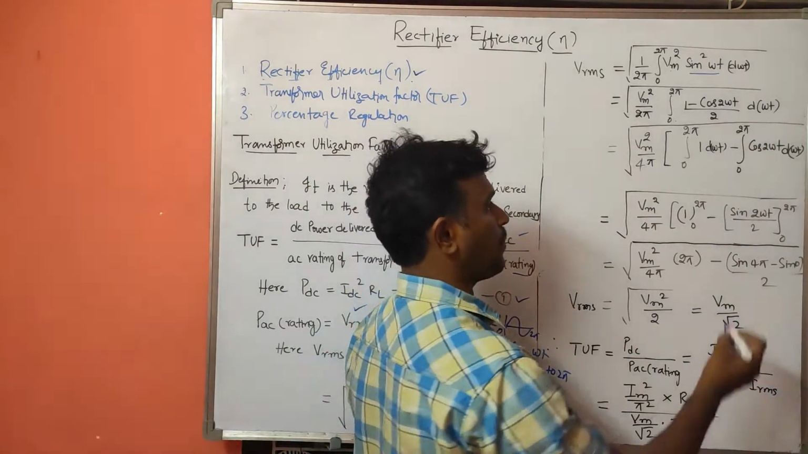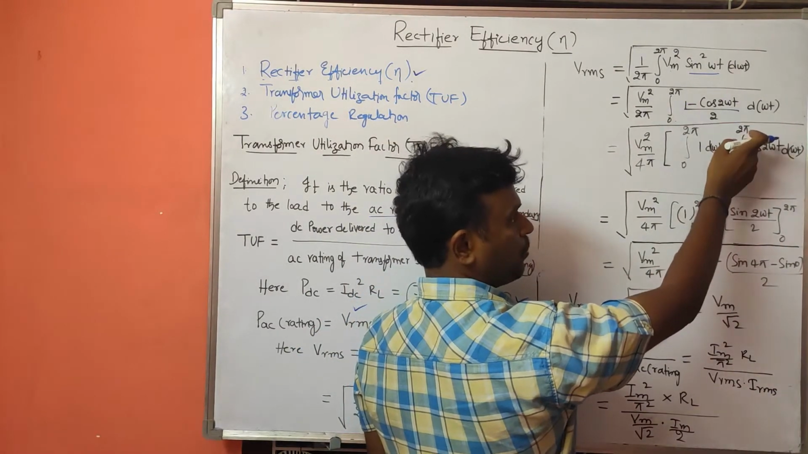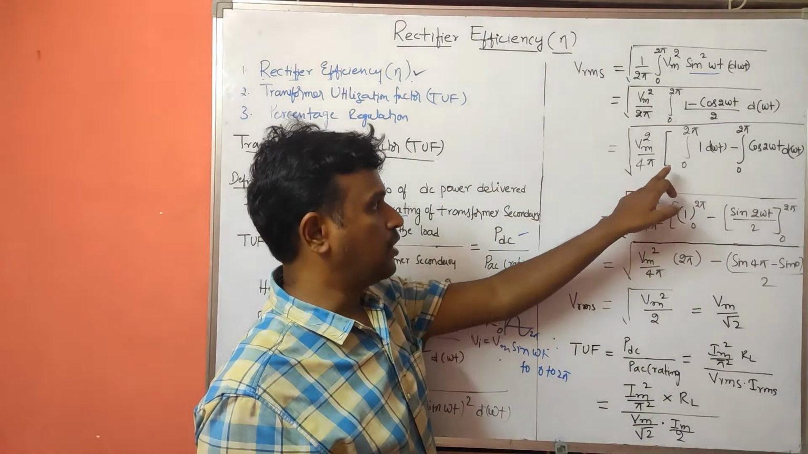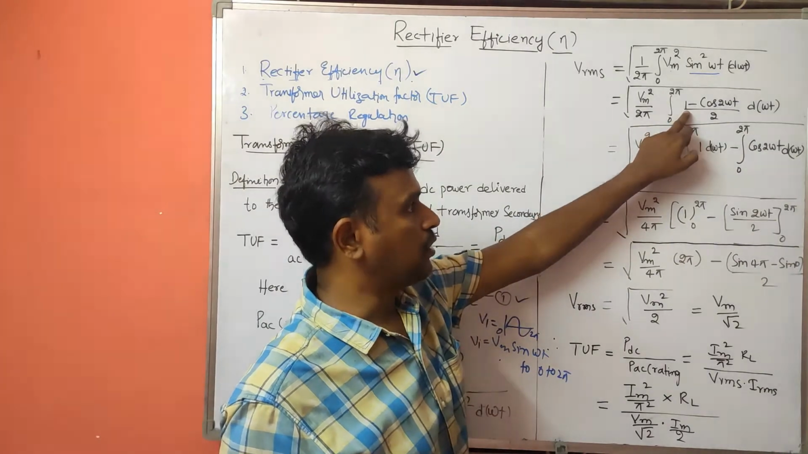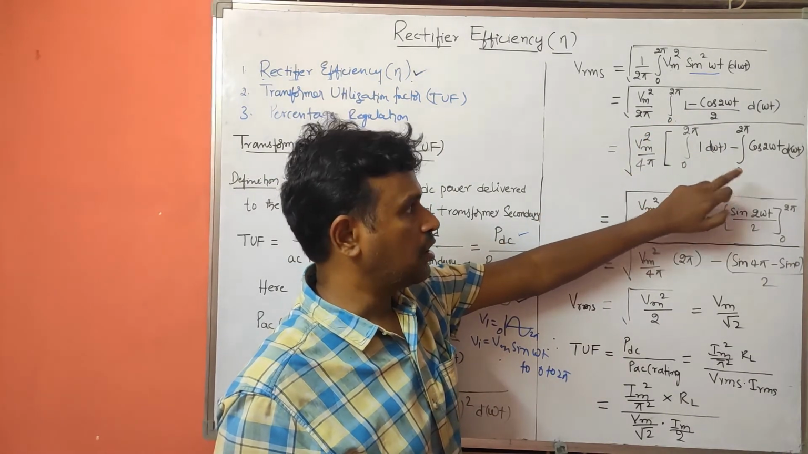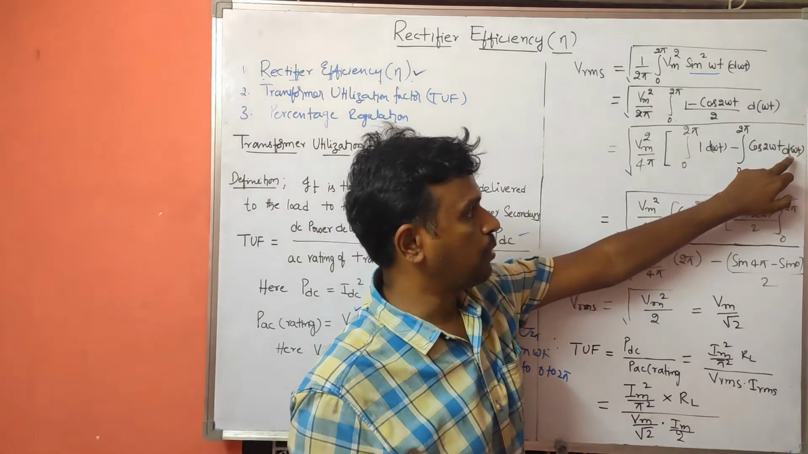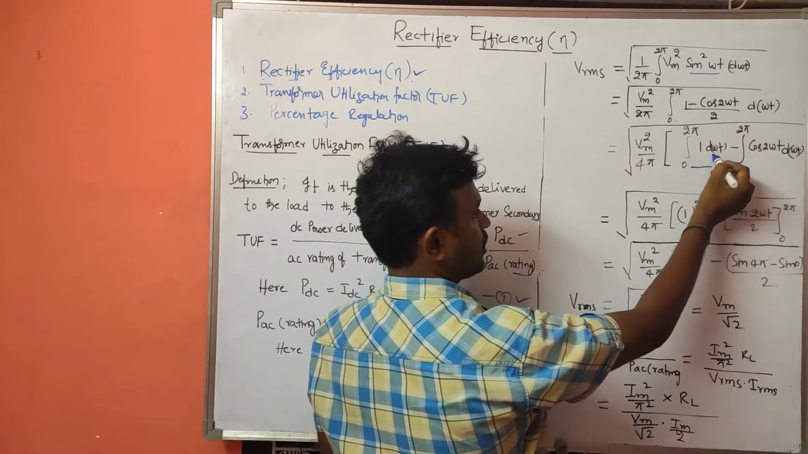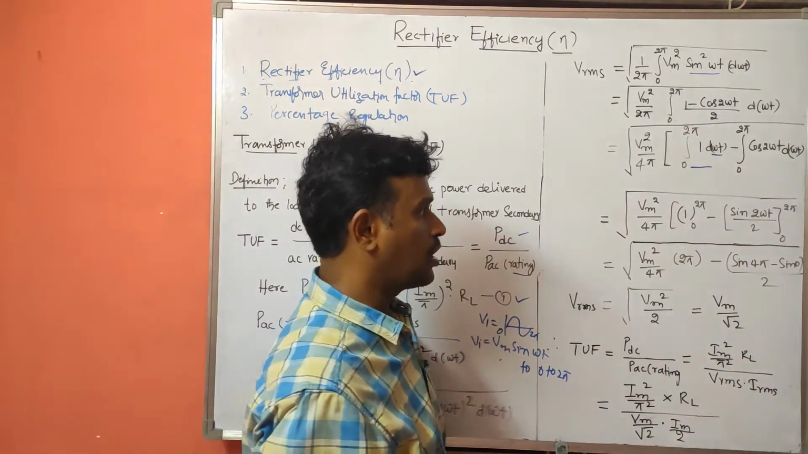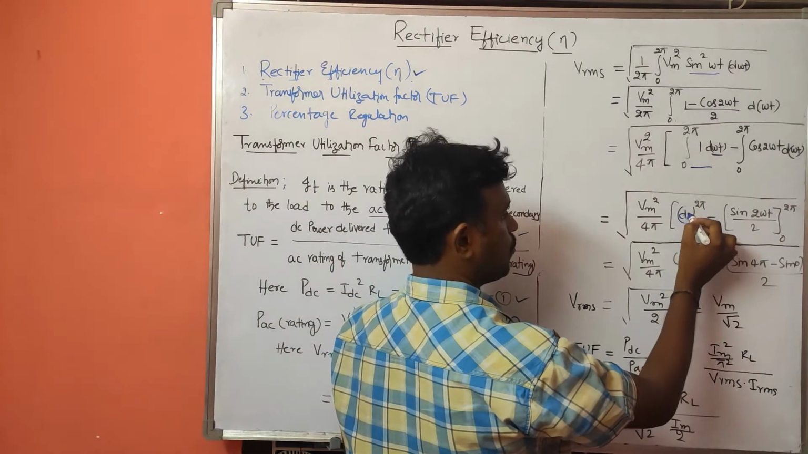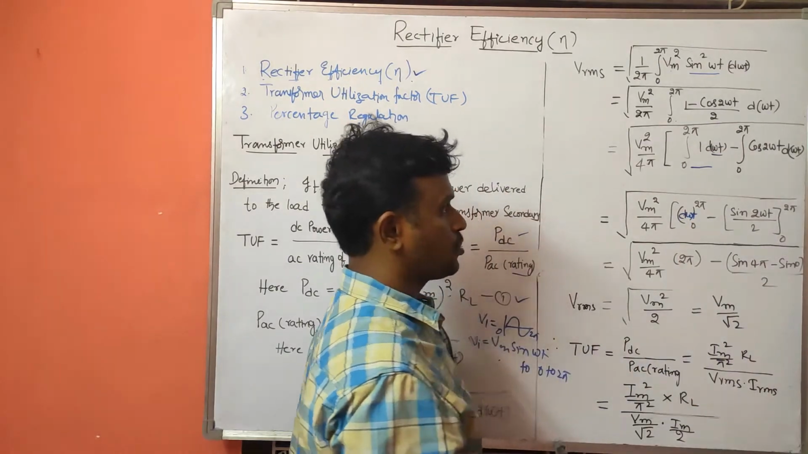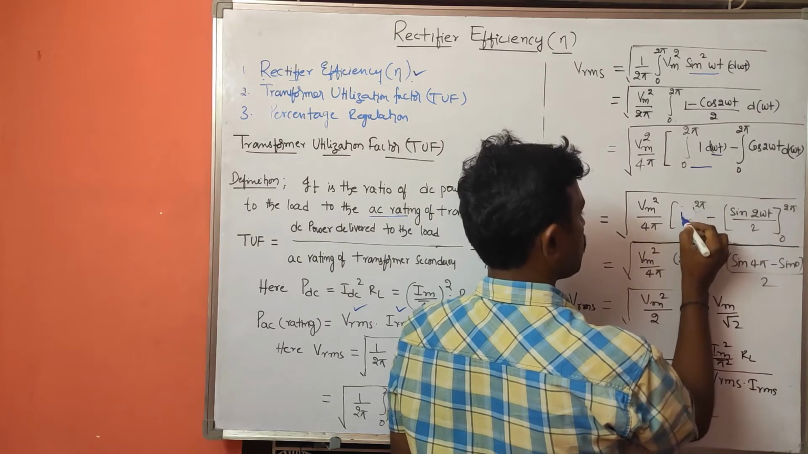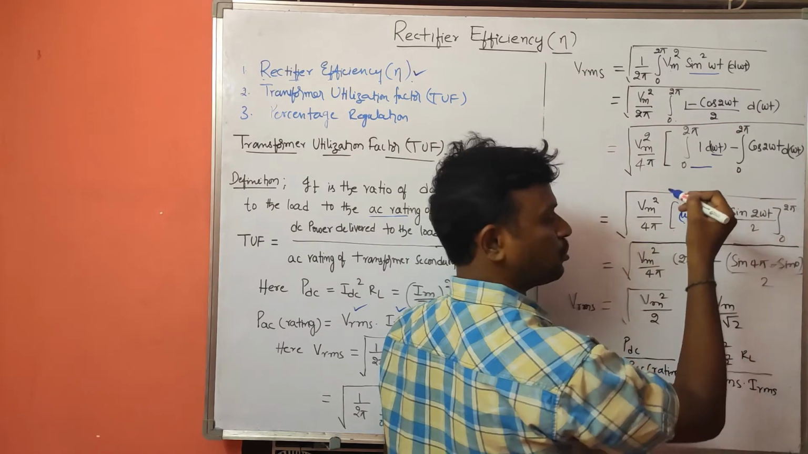Okay, so now I am taking this integration into the bracket, therefore it is square root of Vm square by 4 pi, integral from 0 to 2 pi of 1 d omega t, minus integral from 0 to 2 pi of cos 2 omega t d omega t. So what is the integration of 1 here? That is nothing but the variable, d omega t. So here you will get omega t to the limit 0 to 2 pi.